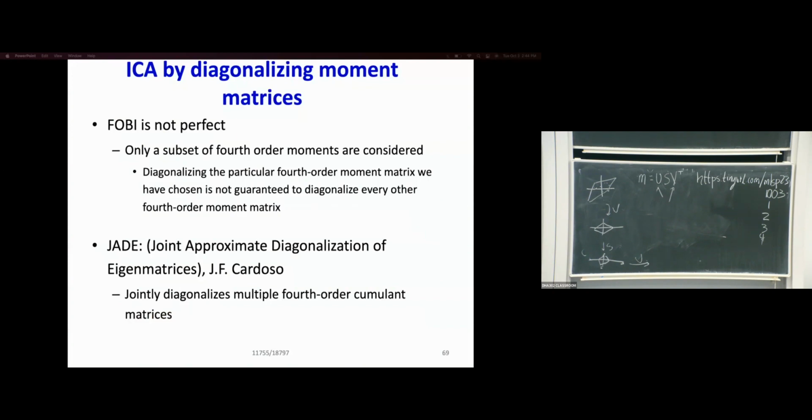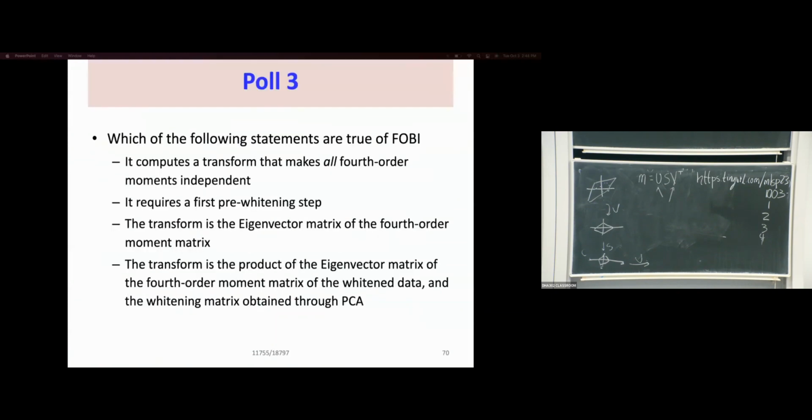So 4B is not perfect, because we only consider the subset of fourth order moments. If you really want to do all of them, that will be computationally very difficult because like you saw, there's a lot of permutations. So yeah. Now we have a third poll.